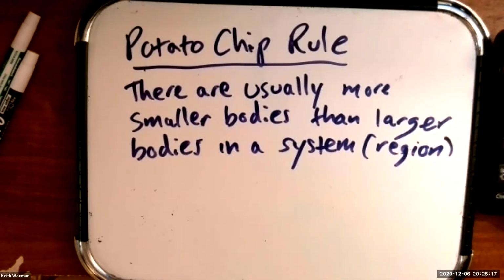I'd like you to remember that because I might ask you about a couple of things in the solar system. One smaller, one bigger. Yeah, I'd like you to know which one should be more. So that's the potato chip rule.